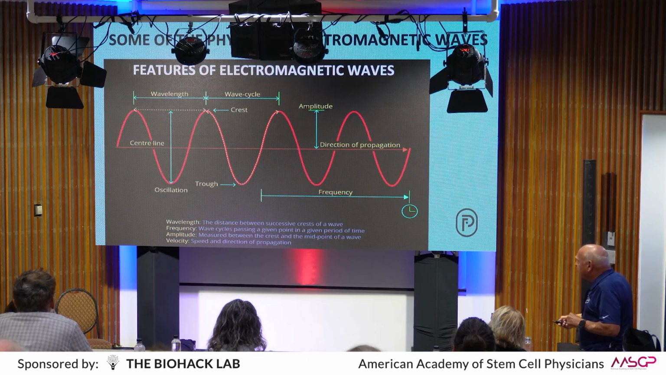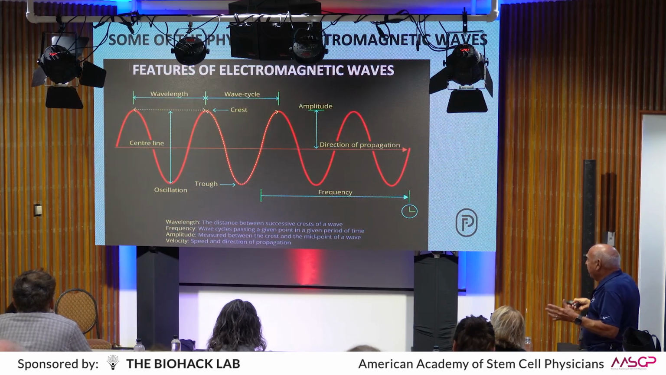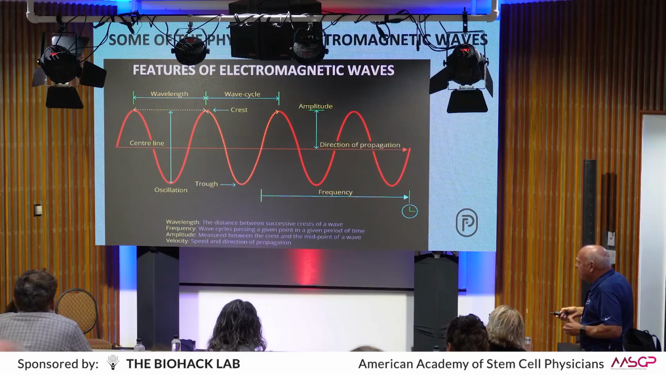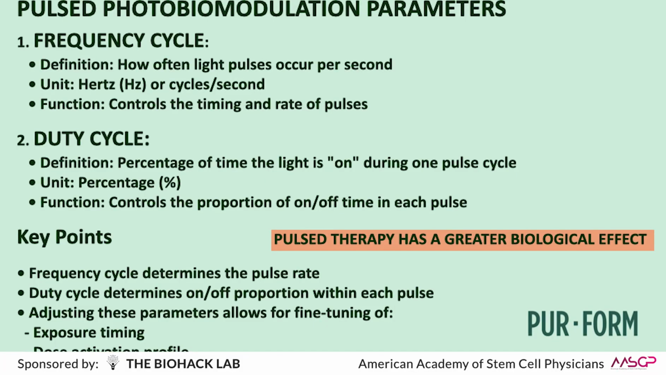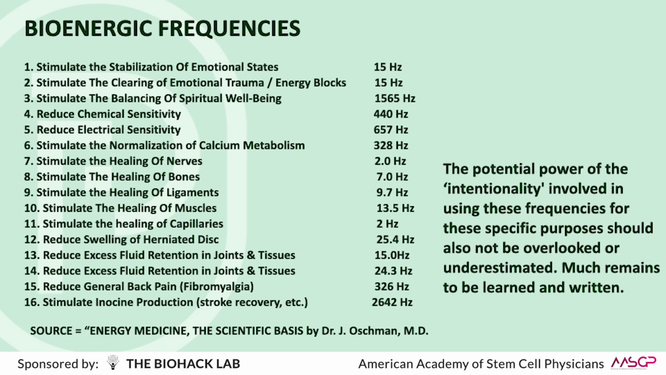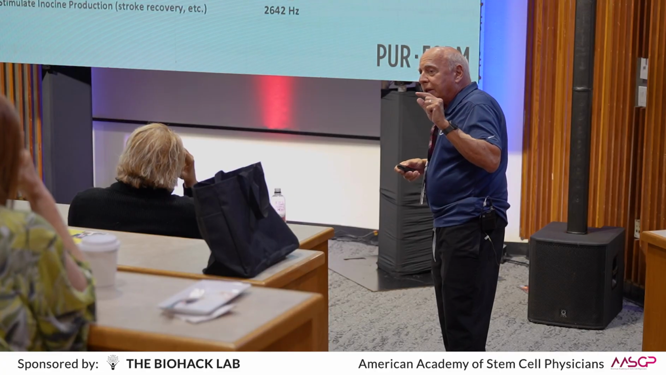Then we have the amplitude, which is basically the strength more or less, and then we have the velocity. Now, duty and frequency. Frequency is how many pulses per second, and the duty is, in that pulse, how much of that time is the light on. These are important concepts to think about. Now, these are various frequencies that can have profound effects on the body. Look at this: healing of capillaries, healing of a herniated disc, fluid retention. You can basically pulse your light at these frequencies.